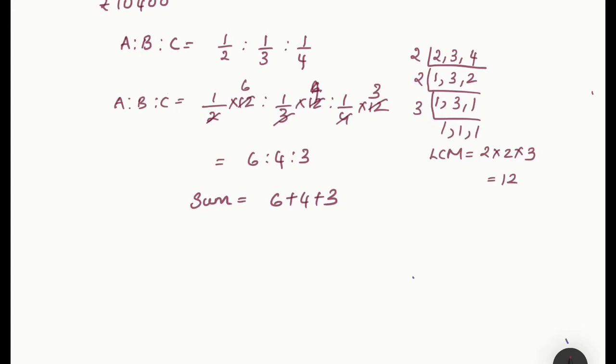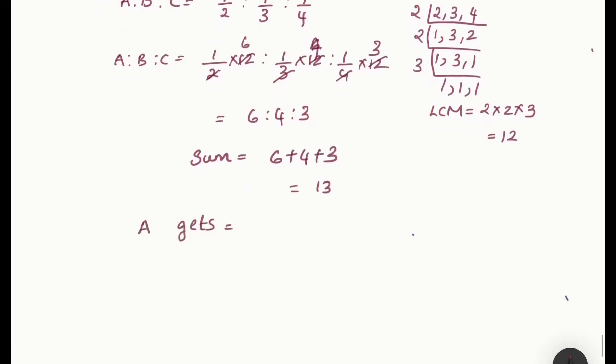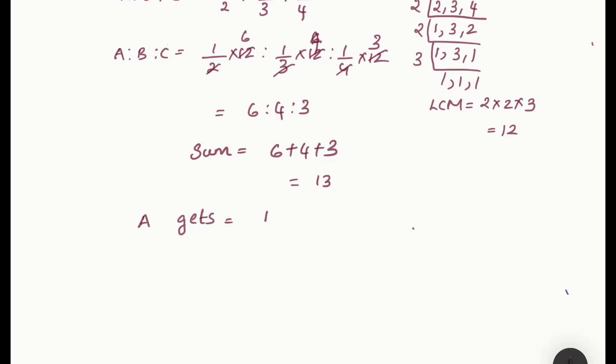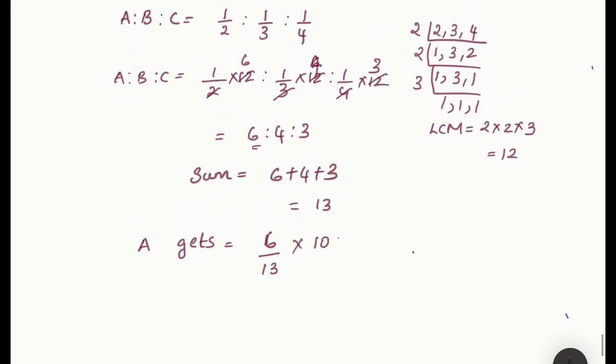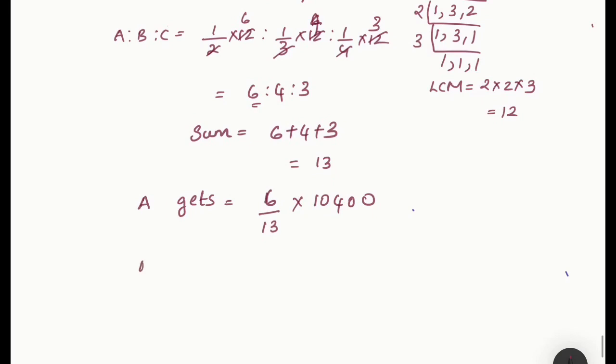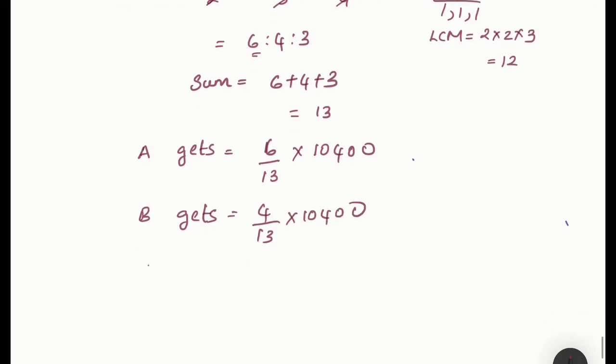Okay. You have already learned how to convert it in the first exercise itself. So you get the answer as 13 here. So what does A get? A gets, what is the ratio we have here? The new ratio we have to consider. 6, total is 13, into 10,400. B gets 4 by 13 into 10,400. C gets 3 by 13 into 10,400.